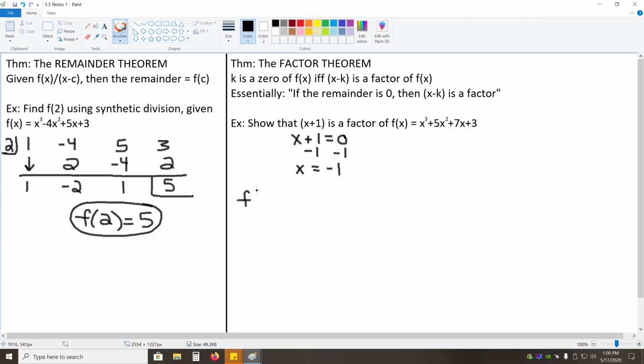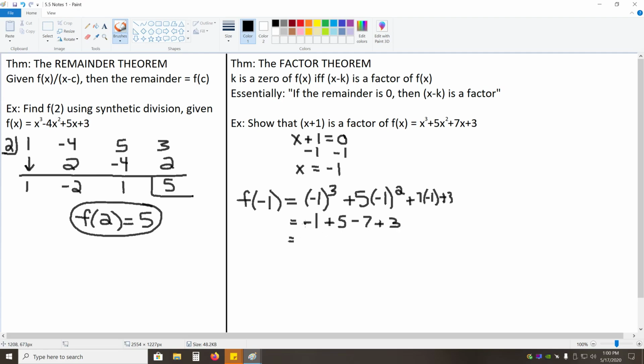We'll find f of negative 1, which gives us negative 1 cubed plus 5 times negative 1 squared plus 7 times negative 1 plus 3. Negative 1 cubed is negative 1. 5 times negative 1 squared is 5 times positive 1, so we just get plus 5. 7 times negative 1 is minus 7. And then plus 3.